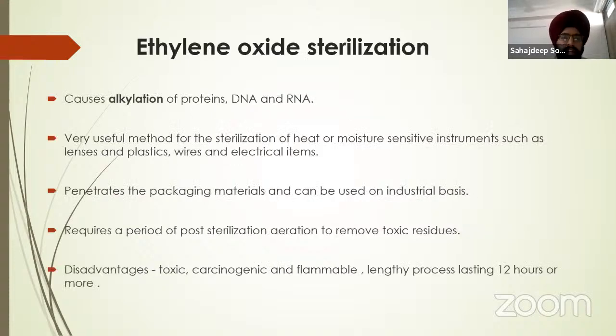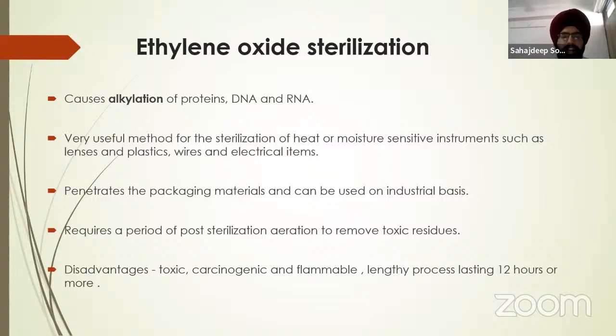Then comes ethylene oxide sterilization. This process causes alkylation of proteins, DNA, and RNA. It is a very useful method of sterilization of heat or moisture sensitive instruments such as optics, plastics, wires, and electrical items. It penetrates the packaging material and can be used on an industrial basis. After packing, any of the industrial large volume products can be sterilized using ethylene oxide sterilizers. It requires a period of post-sterilization aeration to remove toxic residues.